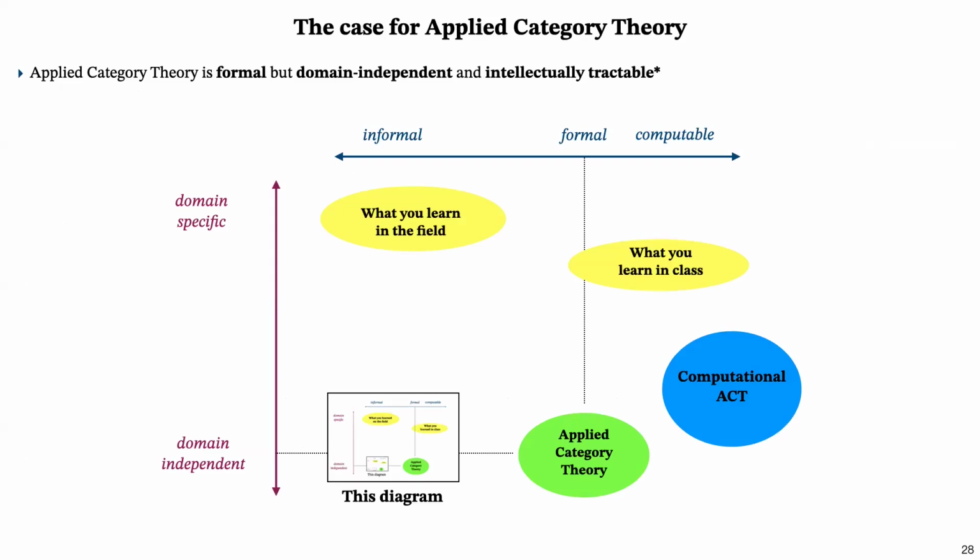If you think about tools in terms of domain-specific and domain-independent, and formal versus informal, typically what you learn in the field is very informal and domain-specific, very useful usually, but sometimes it's not really formalized. What you learn in class is typically formal, domain-specific, and also computable. Applied category theory sits at this sweet spot where it is formal and it's domain-independent. And this diagram, for instance, is domain-independent, but very informal. Now, what I want to do is, of course, category theory itself will not solve the issues. I'm moving towards computational ACT, or things from ACT that make your solution faster or better. And I will show you in a moment what I mean.